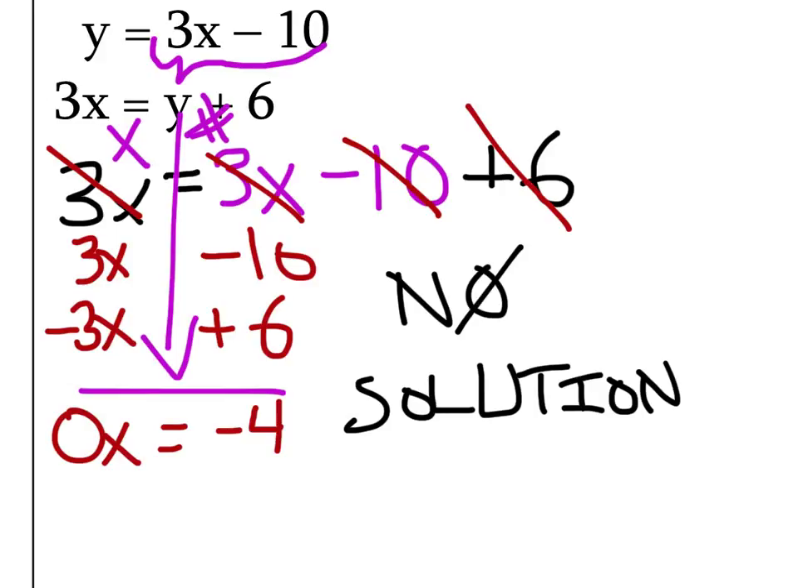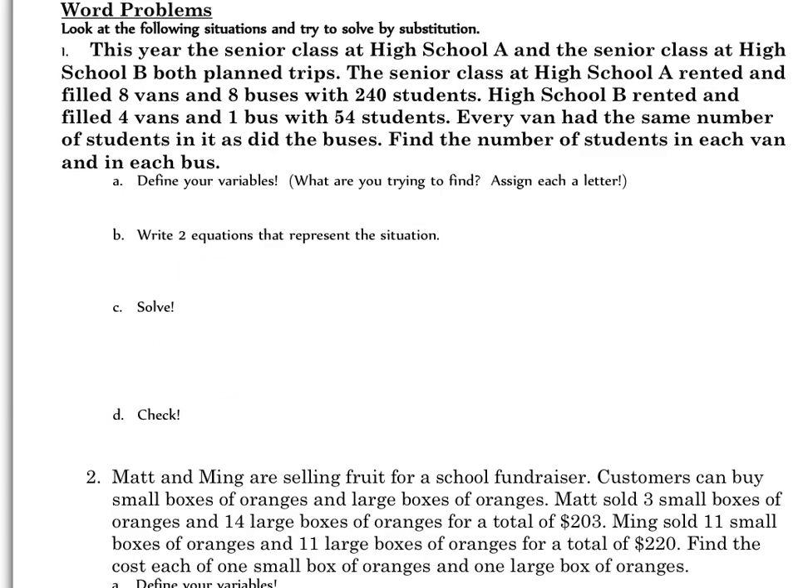Oh, you didn't do it right. This year, the senior class at high school A and the senior class at high school B both plan trips. So let's just say, I don't care. This is Lone Peak. This was on our homework. These are all the F's. This can be AF. That AF sucks. All right. Hey, be nice.